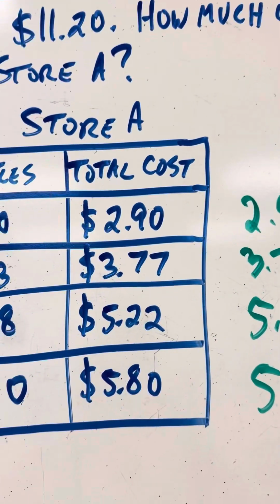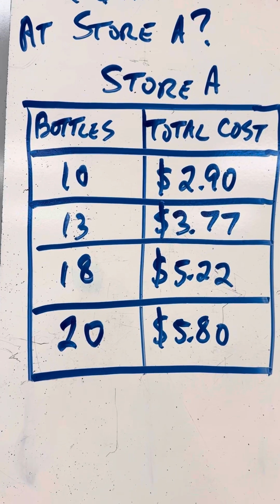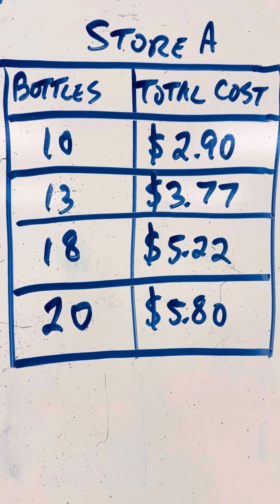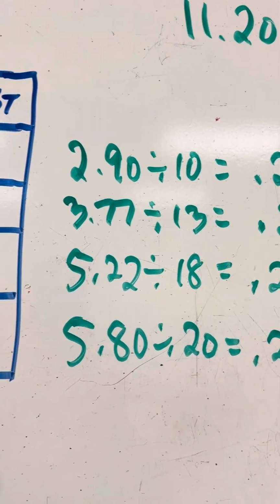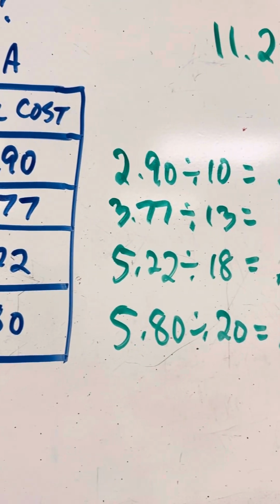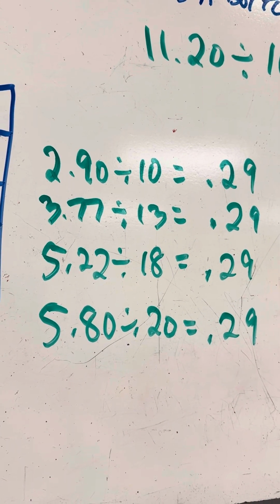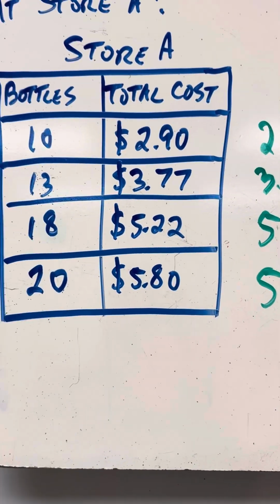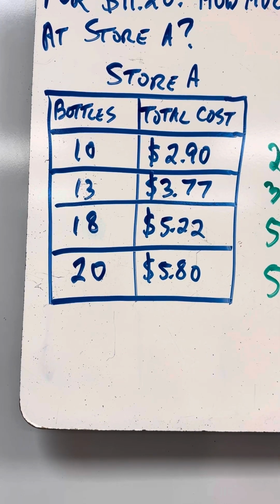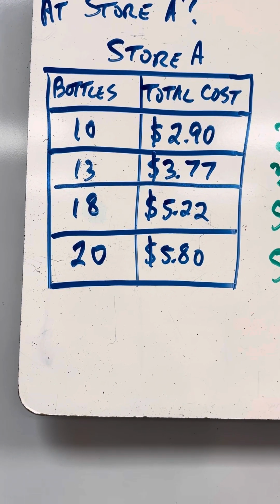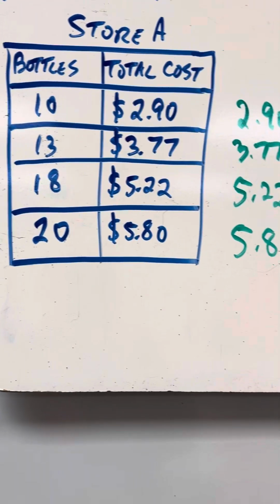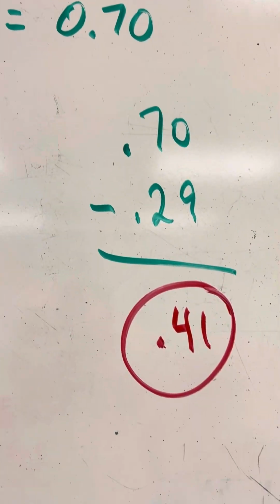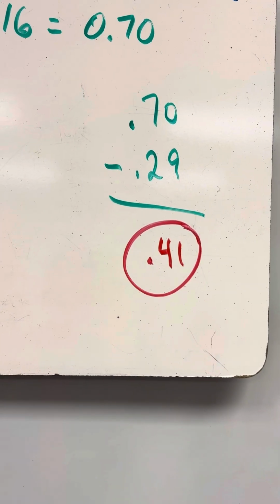Now, this Delta Math assignment, when you have a table, all of them are going to give you the same result, meaning 290 divided by 10 is 29 cents. 377 divided by 13, 29 cents. 522 divided by 18, 29 cents. 580 divided by 20, 29 cents. They're all going to be the same. So in any one of the table problems, you just divide the price by the number, okay? So all you have to do is take 70 cents minus 29 cents to get 41 cents. Done. Okay.